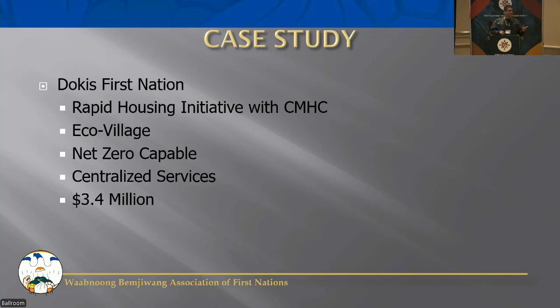Does anybody here know what net zero means? Essentially, you're leveling off your costs, so you're consuming an equal amount of energy as you're putting back into the grid. Centralized services, and the cost of this project was $3.4 million.